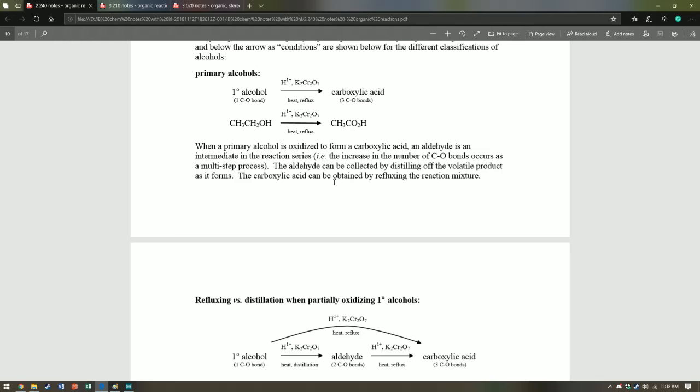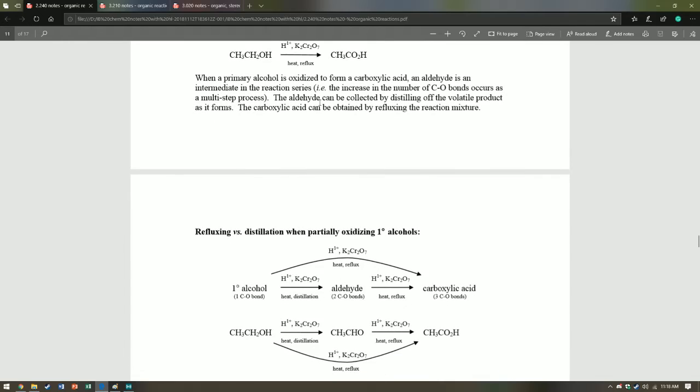Even for primary alcohols, you can change what product forms depending on the conditions you perform the reaction under. So let's start with primary alcohols because they're the most complicated and it's easier to get this out of the way first. Primary alcohols can be oxidized to form carboxylic acids or aldehydes. The aldehyde is an intermediate in the reaction series, increasing the number of C=O bonds, and it occurs in a multi-step process.